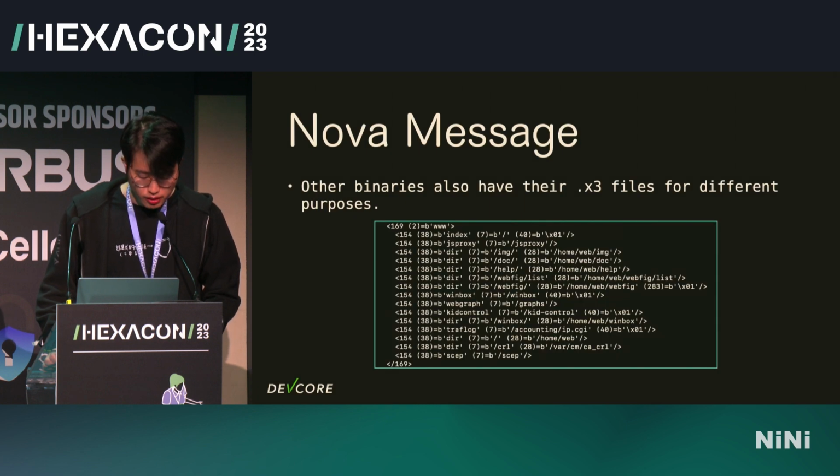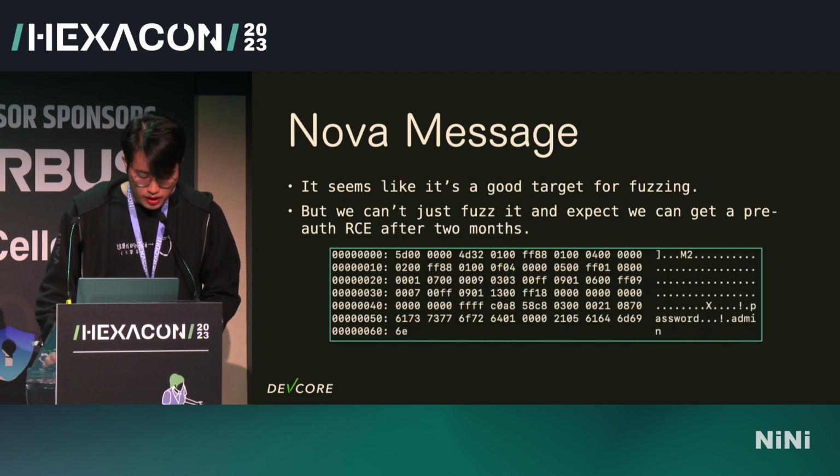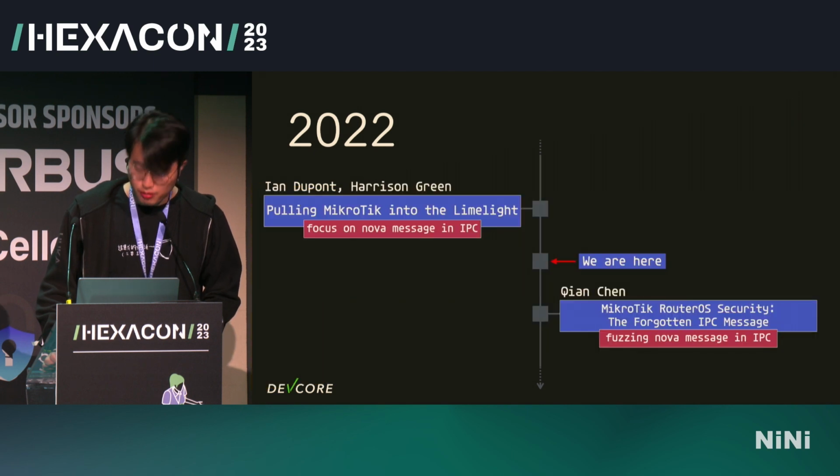And other binaries also have their own X3 files for different purposes. For example, the X3 of www describes which URI should be handled by which servlet. It seems like a good target for fuzzing, right? But we can't just fuzz it and expect to get some Pre-Auth RCE after 2 months. And it's a spoiler. Oh, we are here on the timeline.